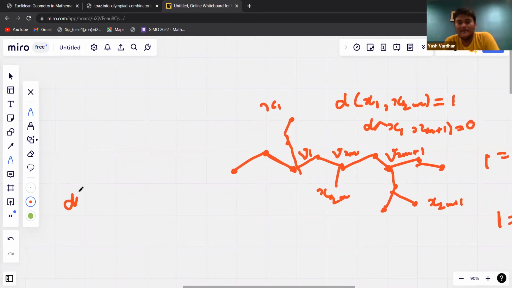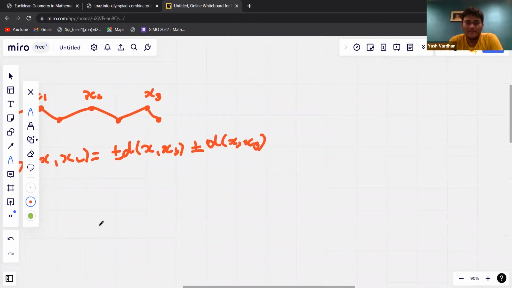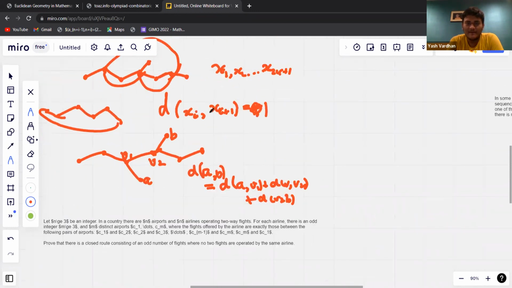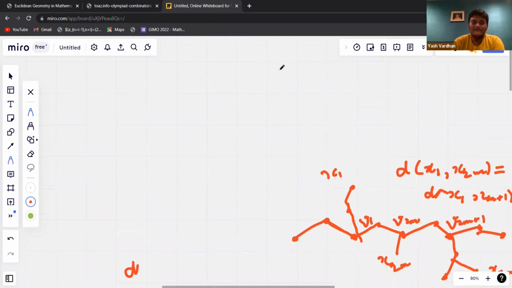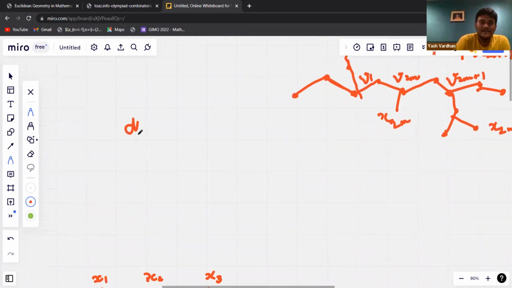So this basically implies that our original path consisted of 2k plus 1 vertices, if I remember right. Then by induction, I'll get that x1, x2k plus 1 was a cycle, right? But on the spanning tree, d of x1, x2k plus 1 is even by induction. This is a contradiction because x1 and x2k plus 1 are also directly connected outside the tree. So this is our desired rainbow cycle.